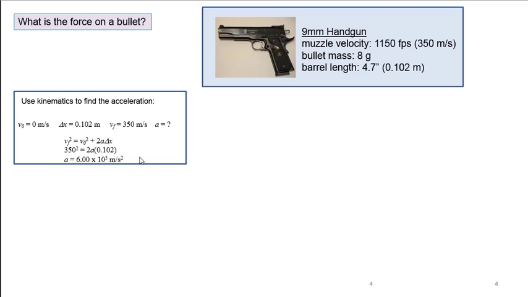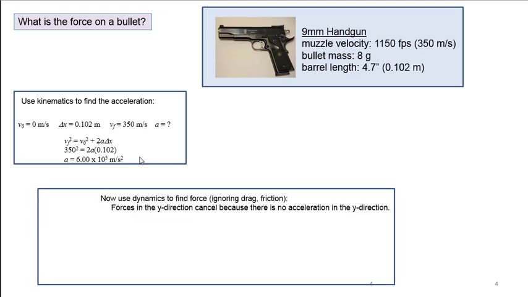Now that I know my acceleration, I'm going to use Newton's second law to figure out the force on the bullet. I'm going to ignore the forces in the y direction because, sure, there's a normal force pushing up, since the gun is holding it up, and gravity pulling down, but those forces cancel because my acceleration in the y direction is 0. I'm just going to focus on the acceleration in the x direction, so I'm looking at what forces are acting on the bullet in the x direction. Again, I'm ignoring the normal force and the force of gravity.